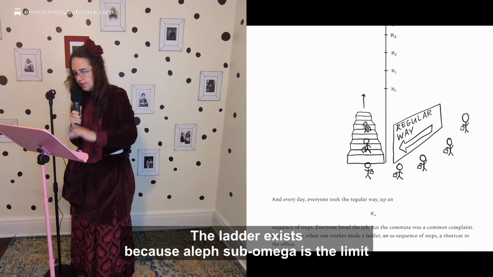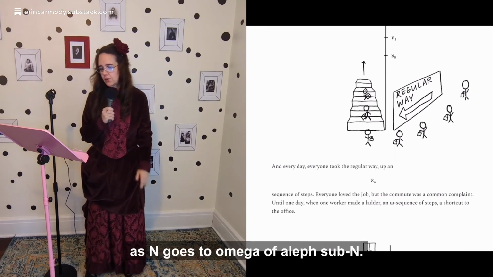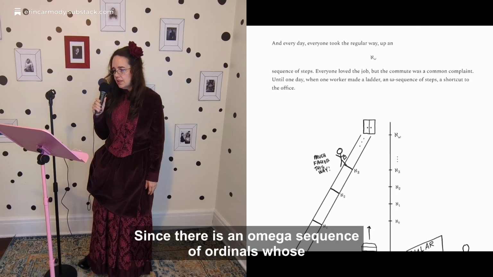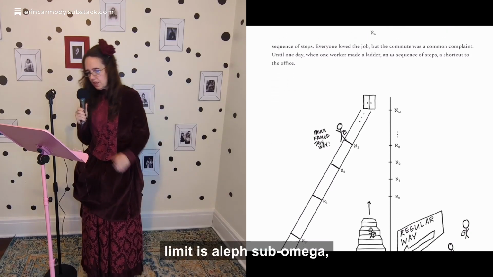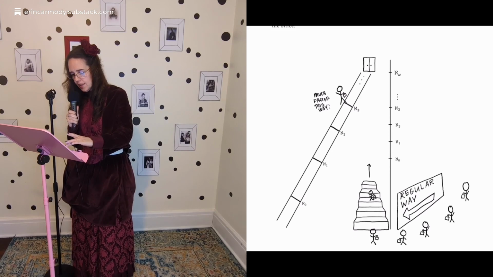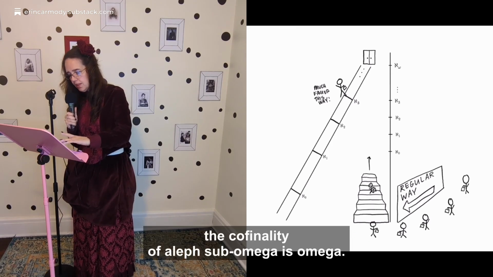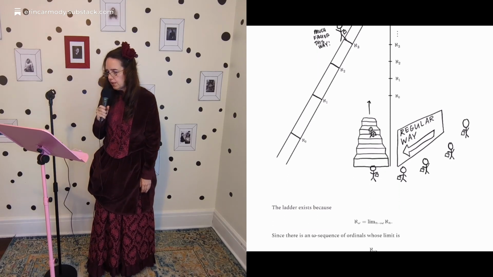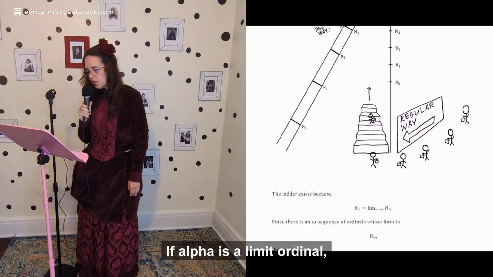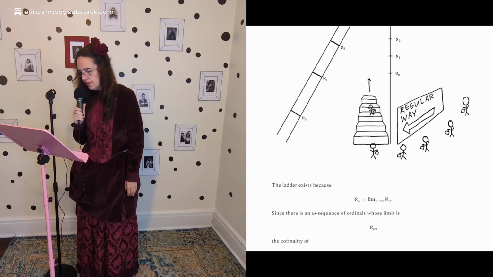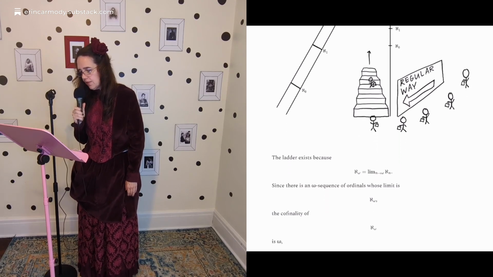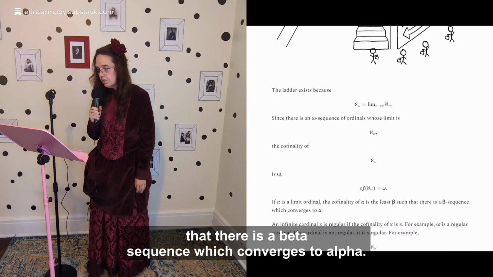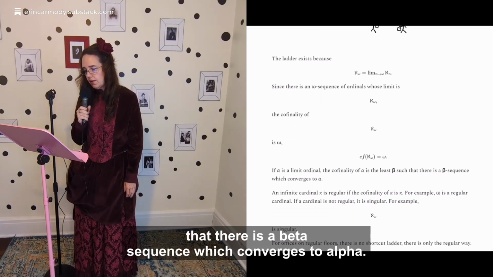The ladder exists because aleph sub omega is the limit as n goes to omega of aleph sub n. Since there is an omega sequence of ordinals whose limit is aleph sub omega, the cofinality of aleph sub omega is omega. cof of aleph sub omega is omega. If alpha is a limit ordinal, the cofinality of alpha is the least beta such that there is a beta sequence which converges to alpha.